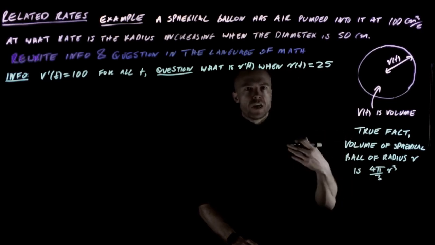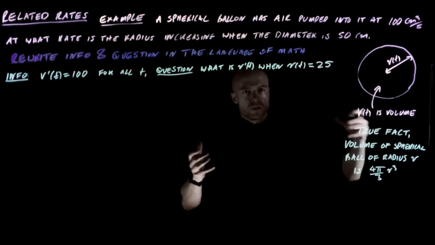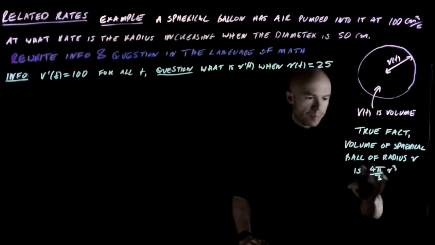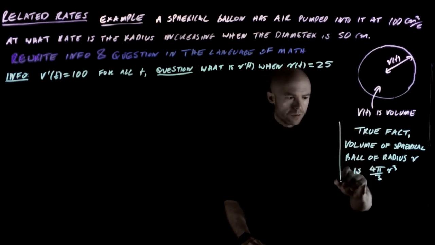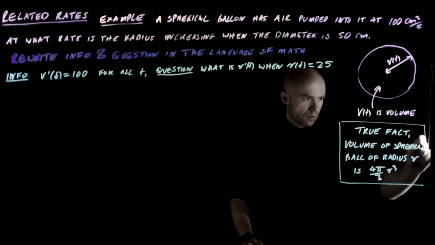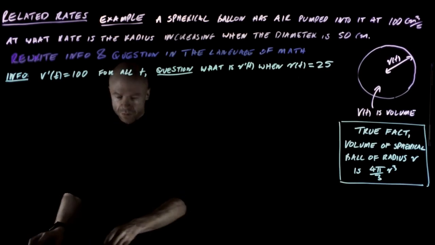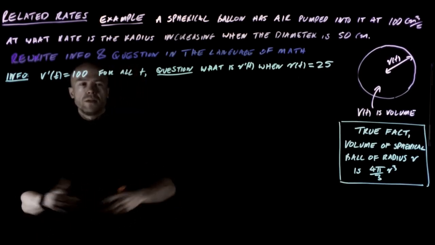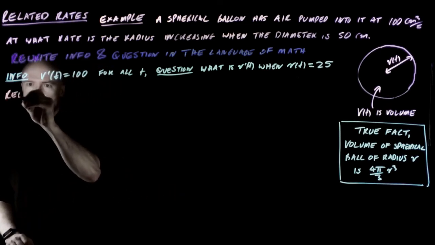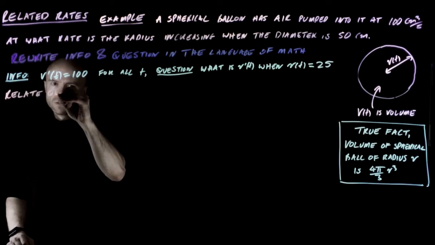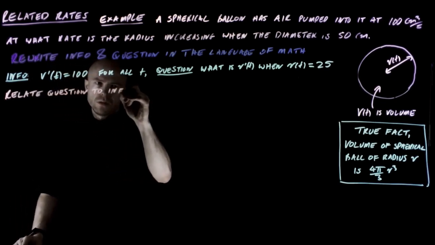So the r to the power 3 should seem natural. If we're doing things in 3 dimensions, then the volume should increase with respect to r to the 3, right? And it just happens that this is the right constant, 4 pi over 3. Okay, so this is a true fact that if you were facing this question, you'd be given this. So, in our situation here, we are going to now relate the question to the information.